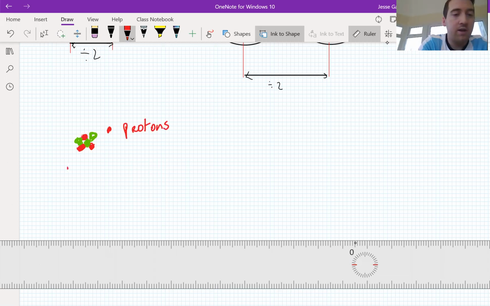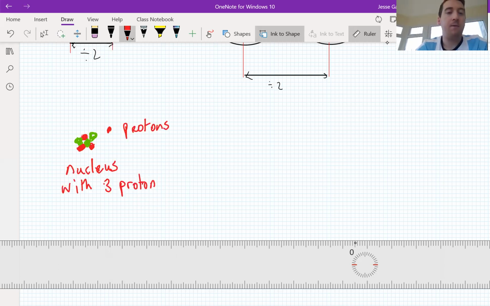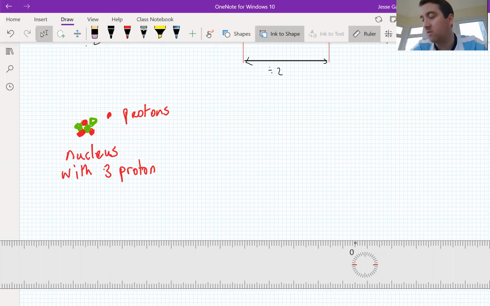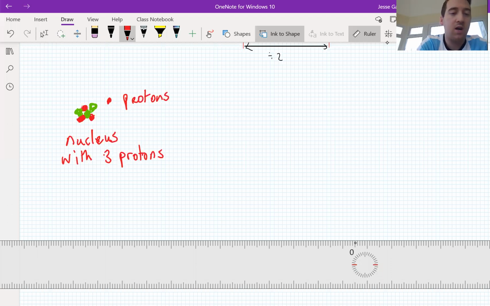Now, this is a nucleus with 3 protons, as you can see by the 3 red circles. Now, neutrons do not have a charge, so neutrons are neutrally charged. They have 0 charge, and the protons have a +1 charge each. So this is a nucleus with 3 protons, which means that the overall charge is +3. So this nucleus has a +3 charge.